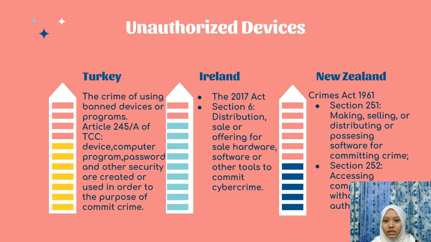Turkey, it is subject to the crime of using banned devices or programs. Regarding Article 245-A of the TCC, a device, computer program, password and other security codes are created or used for the purpose of committing a crime. Ireland, the 2017 Act, Section 6, distribution, sale or offering for sale of hardware, software or other tools to commit cybercrime. New Zealand, the crime of unauthorized devices belongs to Section 251, making, selling, distributing or possessing software for committing crime, and also Section 252, accessing a computer system without authorization.